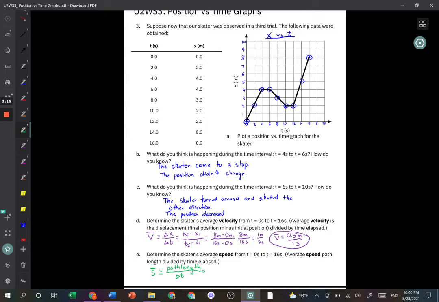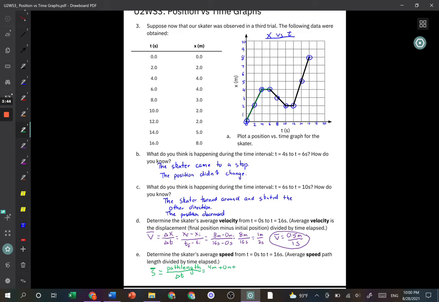In the first region of the graph, they started off at a position of 0 meters, and in this region, they ended up traveling 4 meters. So far, the length of their path is 4 meters. From 4 to 6 seconds, they stayed at that same position, so they traveled a distance of 0 meters. So I add 0 meters to that.